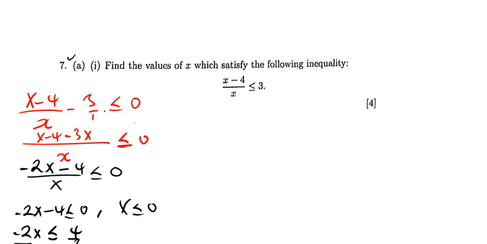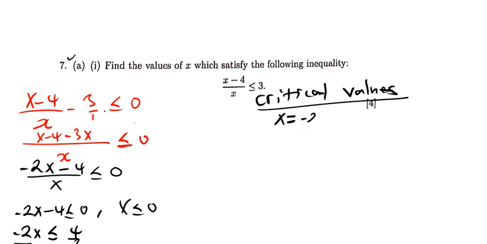So now we have got two critical values. x is equal to negative 2 and x is equal to 0. I can use a number line or I can use a table. I'm going to use both, so you can choose which one is okay with you. The number line goes like this. We have got two numbers: 0 here and negative 2.